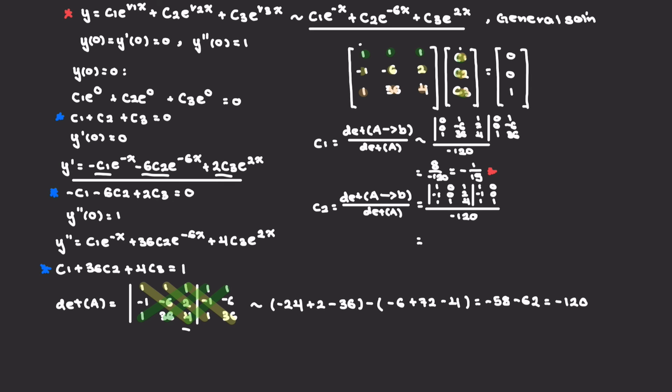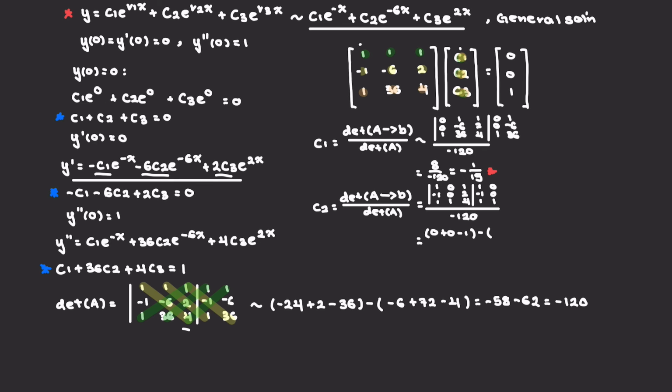So let's do the Sarrus method. Let's multiply from the top left to the bottom right. So everything's going to be positive. 1 times 0 times 4 is 0. 0 times 2 times 1 is another 0. 1 times negative 1 times 1 is negative 1. So this is negative 1.